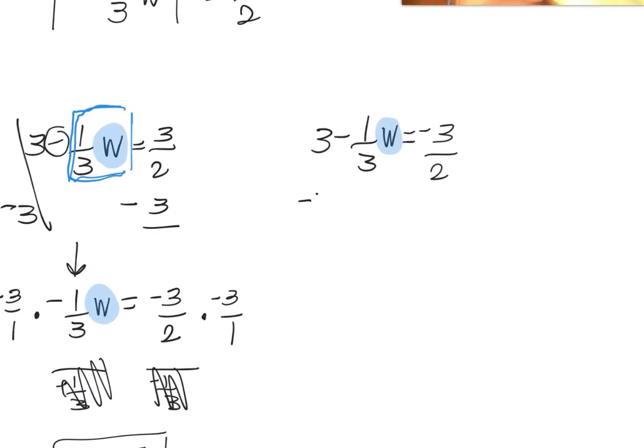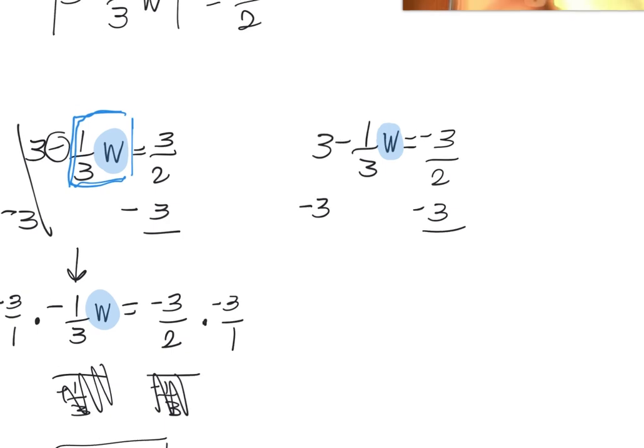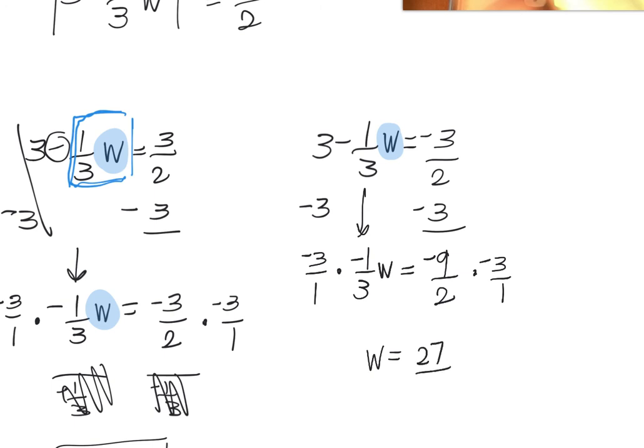The other answer, this is a negative 3 halves minus 3. I'll just do it in my calculator really quickly. And I get negative 9 over 2 equals negative 1/3 W. Don't forget that negative with the 1/3. And so again, you can either divide by negative 1/3 or you can multiply by the reciprocal. It's the same thing. Negative 9 times negative 3 is positive 27, and 2 times 1 is 2. So there's our second answer.